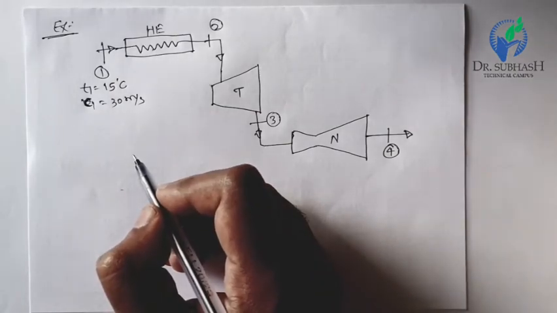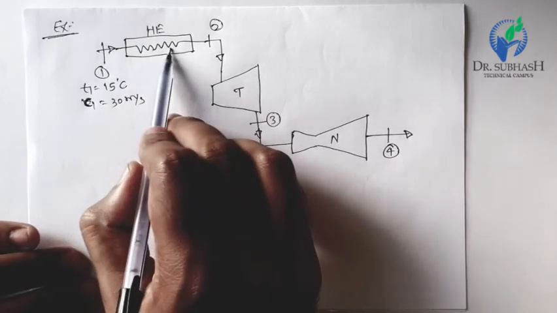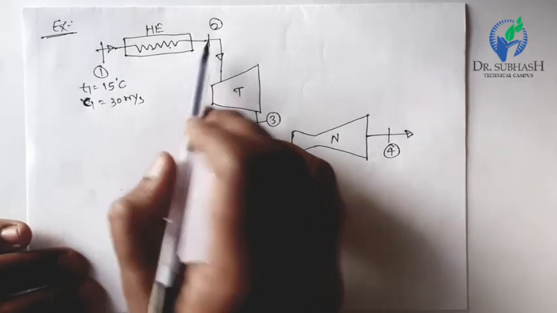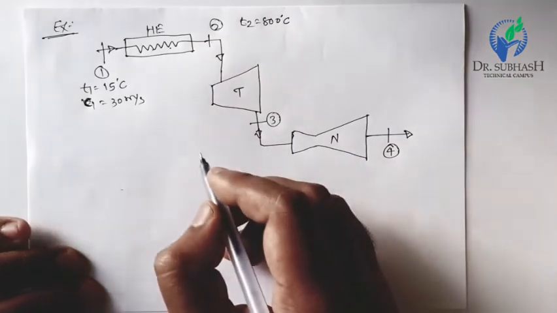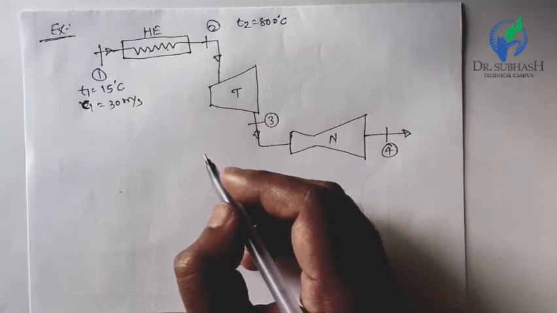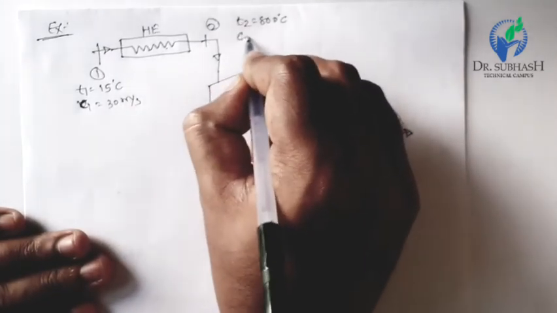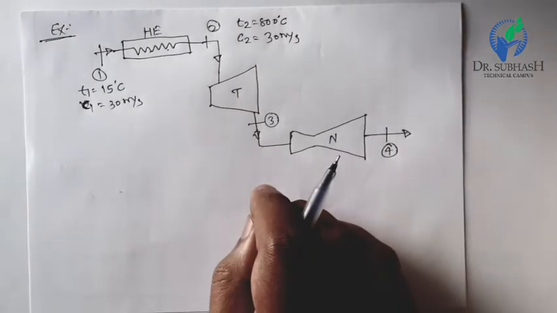It then enters a turbine with the same velocity of 30 meter per second. So the velocity is here same, C1 equal to C2, again 30 meter per second. There is no change in velocity, and it expands until the temperature falls to 650 degrees Celsius. So in the turbine the steam gets expanded until the temperature attains 650 degrees Celsius. So T3 is equal to 650 degree Celsius.